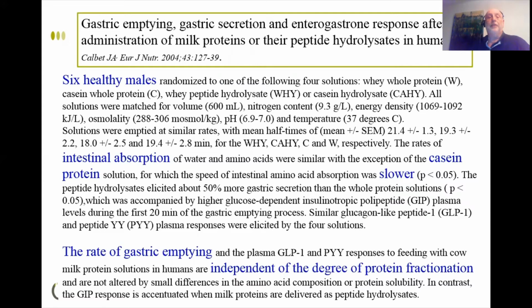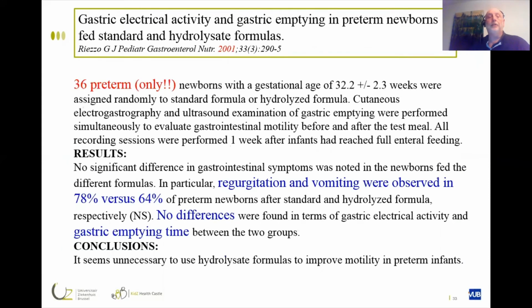More data on gastric emptying, but again in adults, 6 healthy adults, a very small group. The rates of intestinal absorption of water and amino acids were similar, with the exception of the casein protein solution, which was slower. And the rate of gastric emptying is independent of the degree of protein fractionization. So again, no difference in gastric emptying between hydrolysate and intact protein in adults.